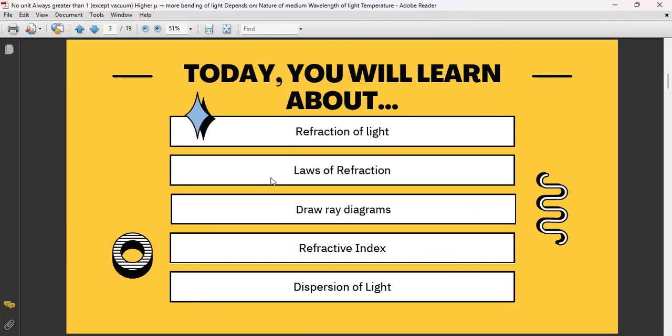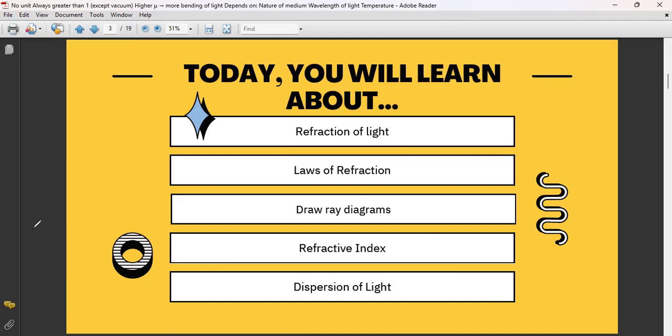Today you are going to learn about refraction of light, laws of refraction, how to draw the ray diagrams, since it is part of another chapter as well, so let's see how it goes. Then refractive index and dispersion of light. Now there are some other concepts related to this chapter as well, which I haven't listed here, but we will complete them. Like total internal reflection, partial reflection, mirage, formation of rainbow, and all these concepts, we are going to complete.